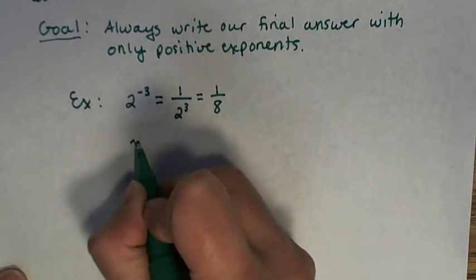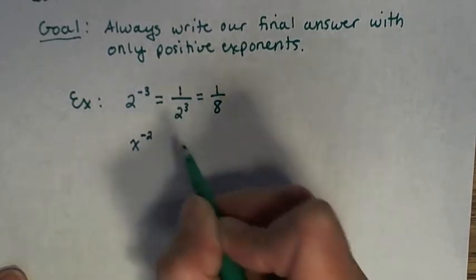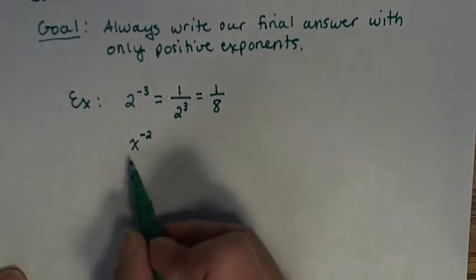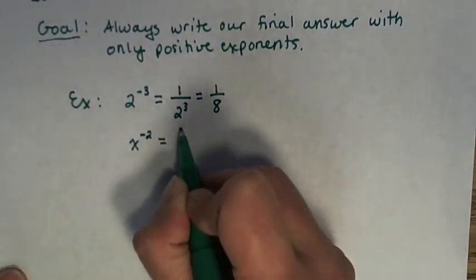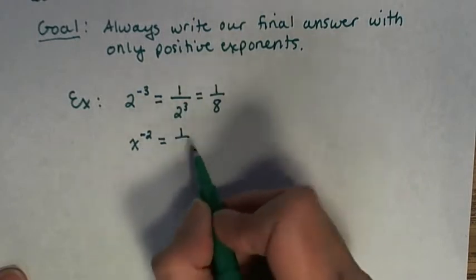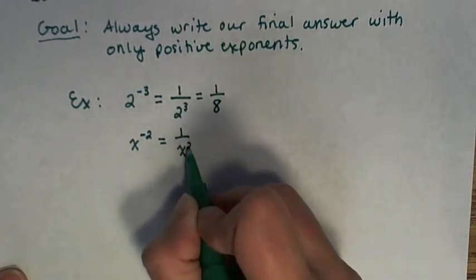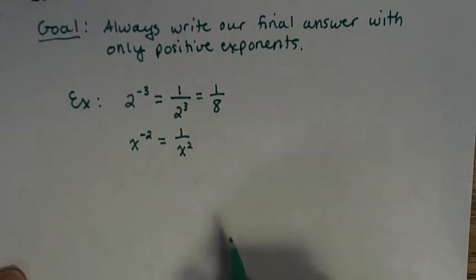Now the same works with variables and negative exponents. So let's say I have x to the negative second. I apply the exponent rule for negative exponents and I get 1 over x squared. Now unlike the previous problem, at this point I'm done.